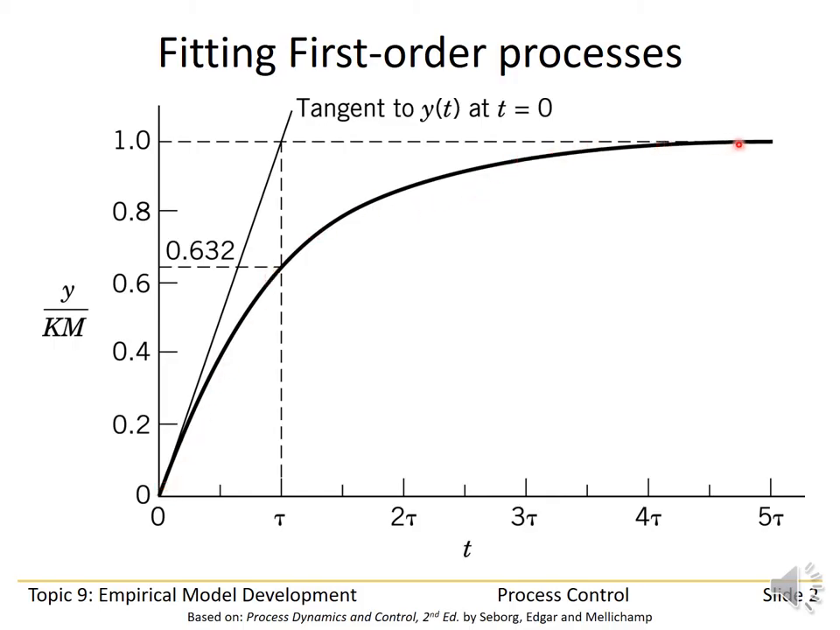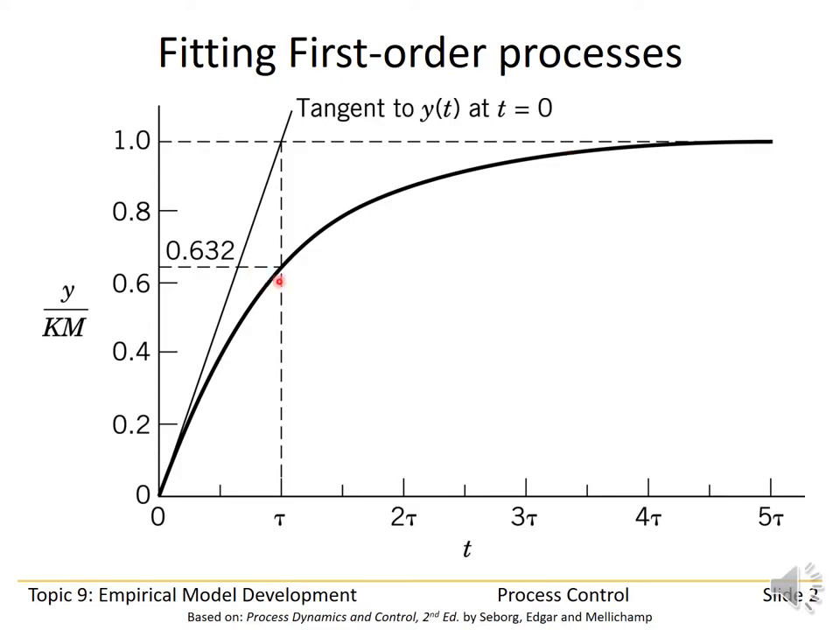In that case, we only need to determine two parameters in our model, the steady-state gain k and the time constant tau. The steady-state gain can be found by looking at the long-time response. After a long time, the process approaches a new steady state with a final value equal to k times m. Since we know m, the magnitude of the step change in the input that we made, we can determine the steady-state gain k from the final value.